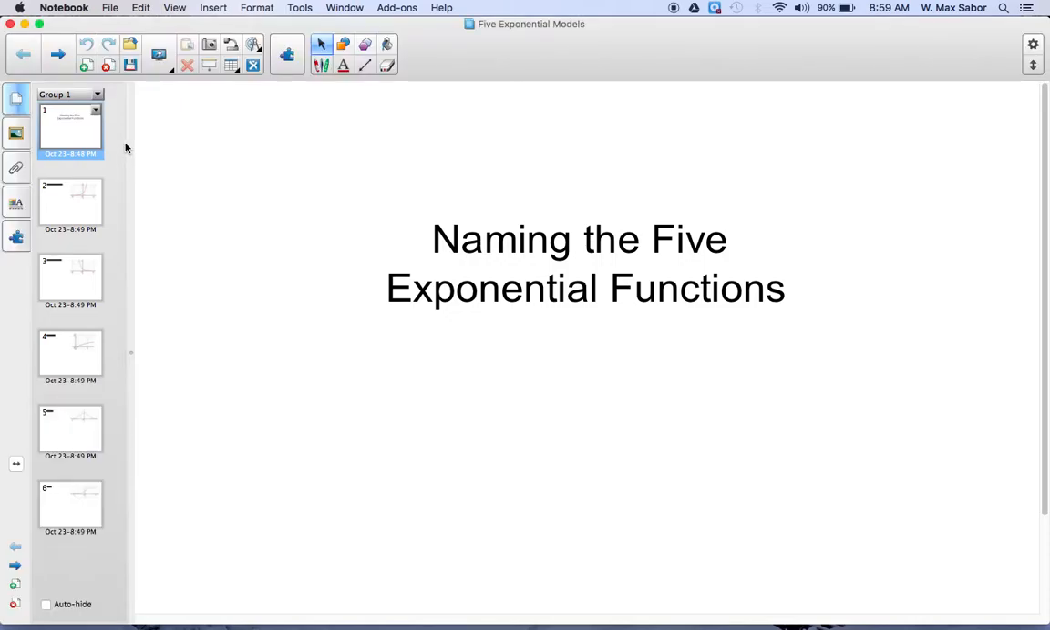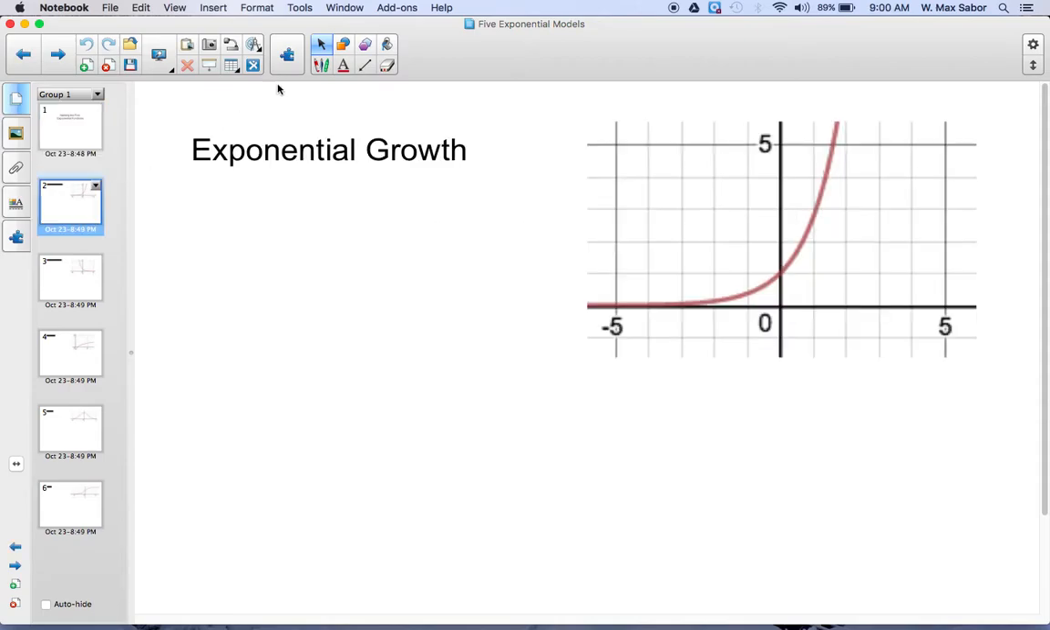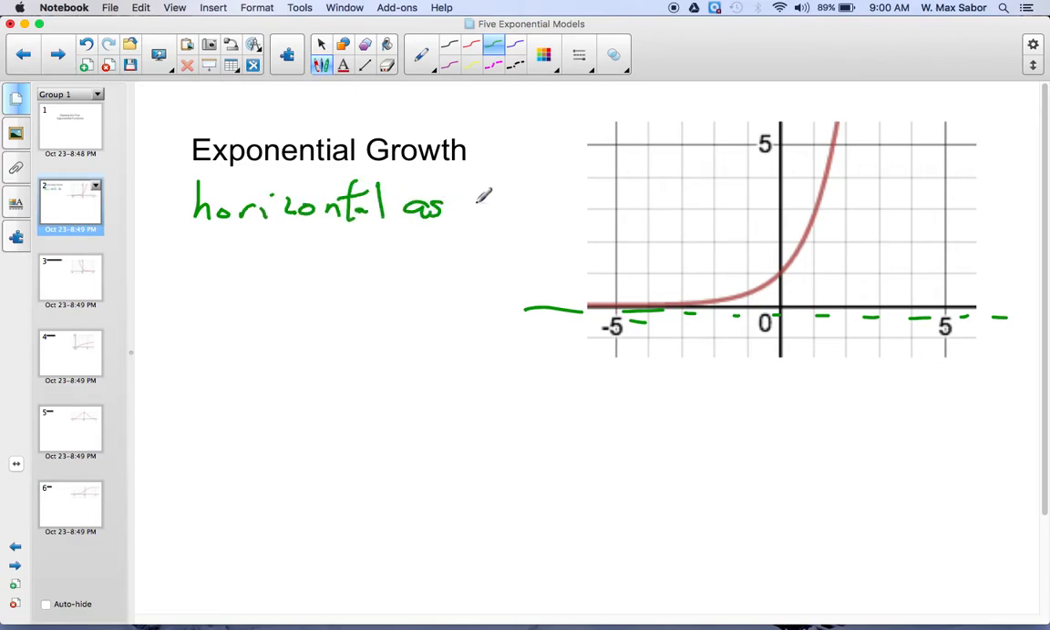There are 5 exponential functions that we are looking at, or variations of exponential functions, and I want you to be able to tell the difference. So, first is exponential growth. Exponential growth looks like this. It has an asymptote that's horizontal, and the slope is always positive and increasing. So the slope is positive and increasing.